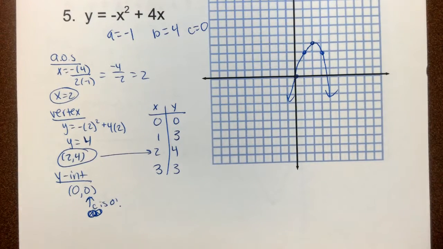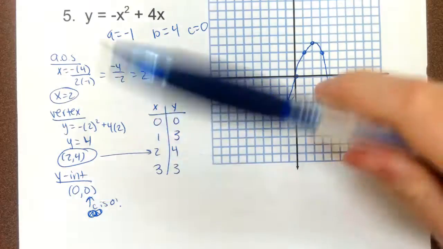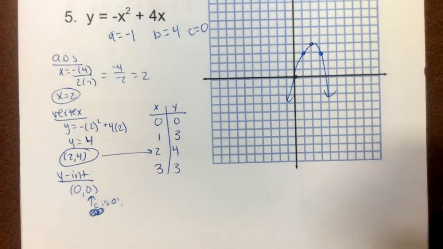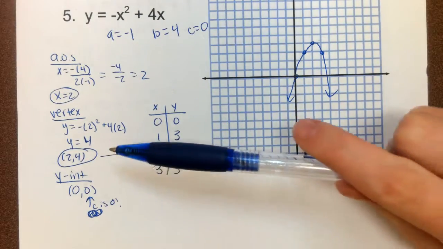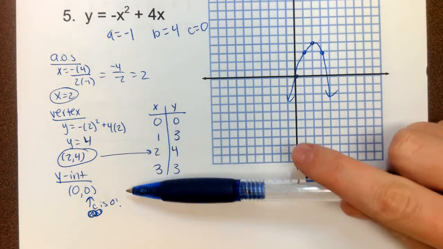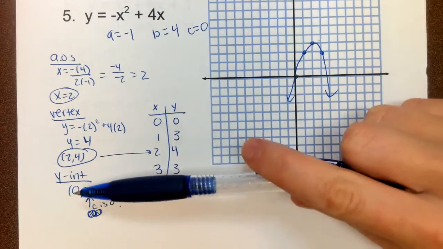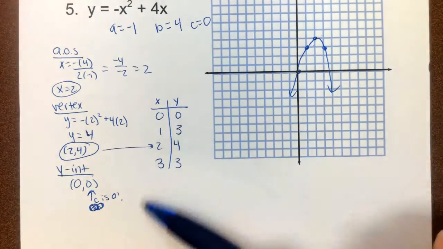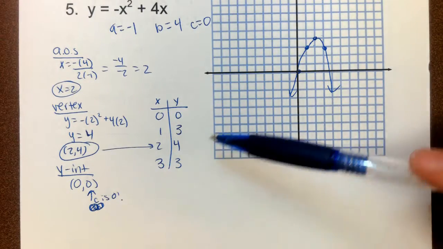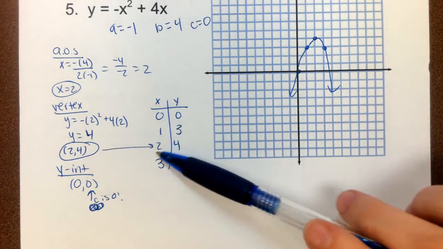Okay, so hopefully you've already tried number 5 on your own. The axis of symmetry ended up being 2. And then the vertex was (2, 4). And then the y-intercept was (0, 0) because C was 0. So it's all good.